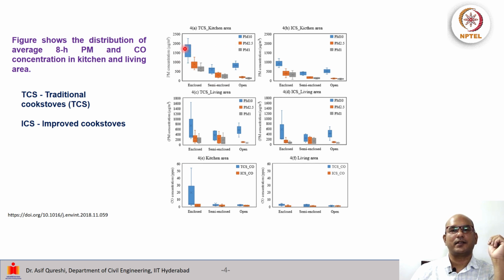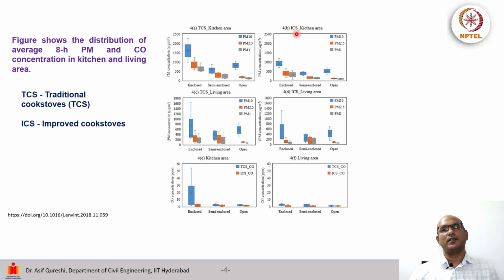PM10 was much higher in the enclosed kitchen, then lower in the semi-enclosed kitchen, and then again high in the open kitchen. This increase in the open kitchen could be due to infiltration of dust and also movement of people suspending the PM10 fraction. But when we look at PM2.5, the orange color, and PM1, the gray color, the enclosed kitchen had more PM2.5 and PM1 compared to the semi-enclosed kitchen and also the open kitchen. So, especially in the PM1 and PM2.5 fractions, the open kitchen concept was giving very good performance in terms of air quality.